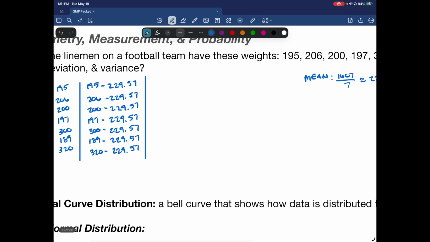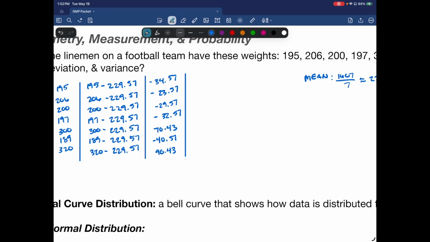When you get your answers, your first one is negative 34.57. Your second one is 23.57. Third one is negative 29.57. Your fourth one is negative 32.57. Your fifth one is 70.43. Your next one is negative 40.57. And your last one is 90.43.